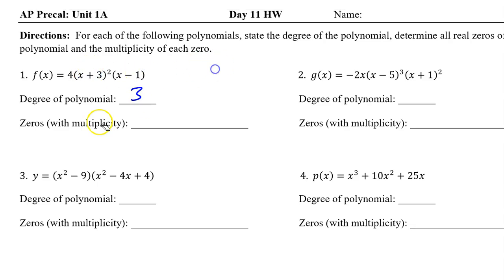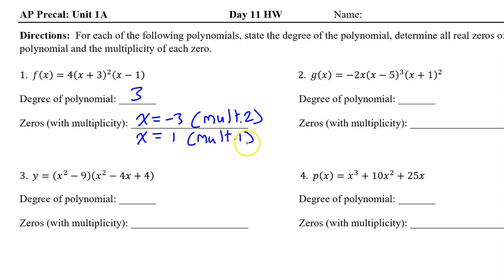Now let's go back and talk about the zeros. Setting this first factor equal to 0, I get a 0 of x equals negative 3. And that one has a multiplicity of 2 because of that exponent. But we also have a 0 of x equals positive 1 with a multiplicity of 1. I'm setting this factor equal to 0.